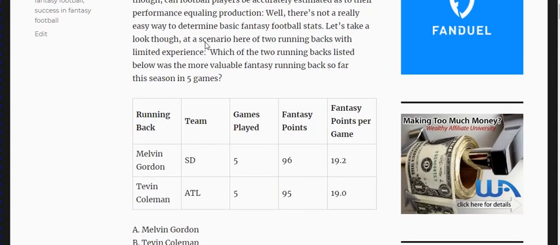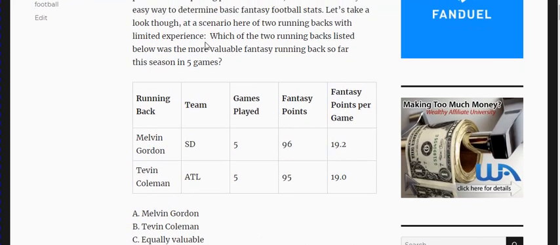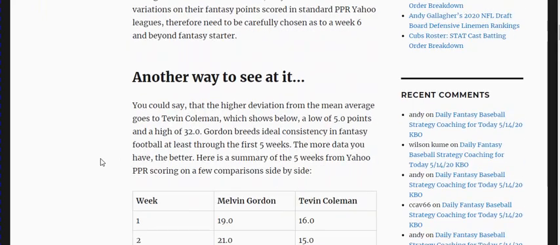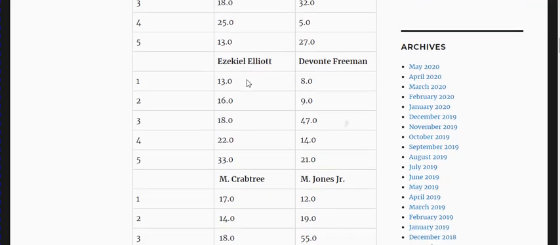This is an outside layer of what you can expect to find on a consistent basis, which is your standard deviation. For example, here with Melvin Gordon from San Diego that year, in only 5 games played in that sample, fantasy points 96, comparable to Tevin Coleman's 95. Fantasy points per game 19, comparable to 19.2, and so on. Another way to see it is the lines of their box scoring on FanDuel that year, comparing the points they scored one right next to the other. I did so with some other players there.